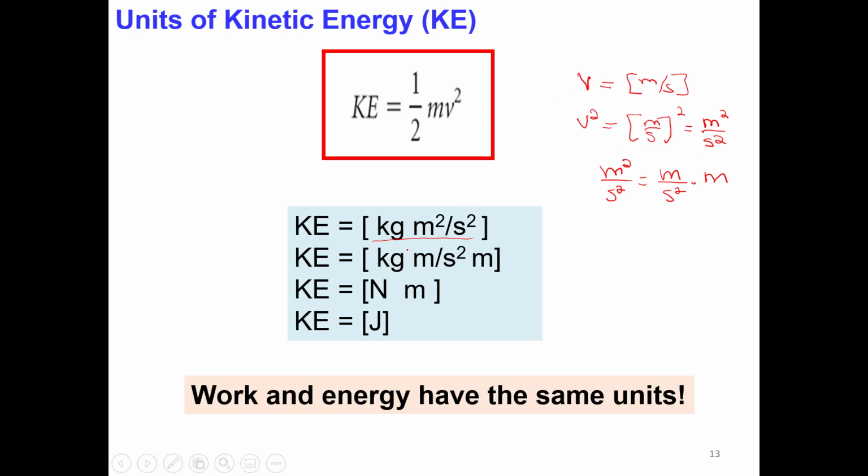But we know kilograms meters per second squared correspond to newtons. This is the units for force, corresponding to newtons. And then we have meter. Now, newtons times meter correspond to joules. And again, work and energy have the same units. This is why we can interchange work by kinetic energy. When we are doing work on some object, we are giving, for example, some kinetic energy.